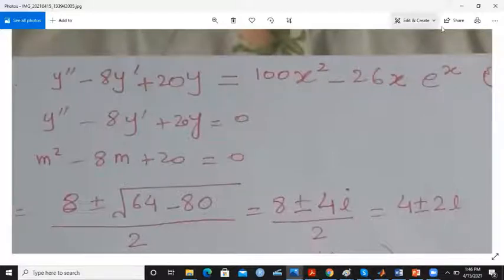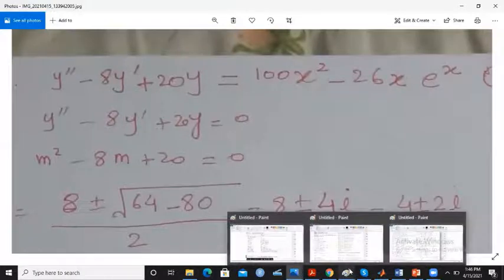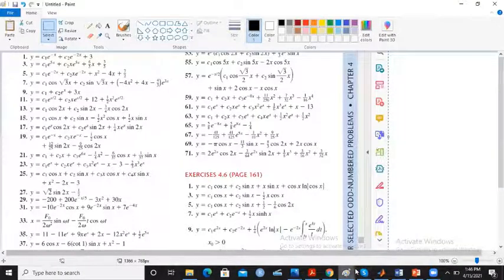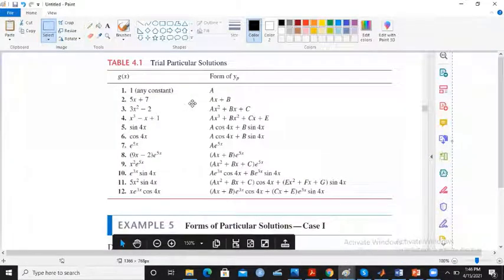Now please look at the second term of the right hand side. I can see the product of x and e^x. Now let us take a look at the table. I have here from the table xe^x. I can see that if I have a polynomial times the exponential, I will write the full polynomial and then the exponential. So for xe^x, I will write (ax plus b) times e^x.